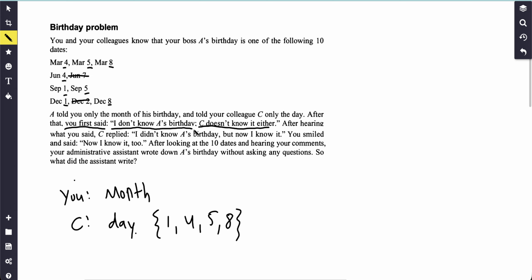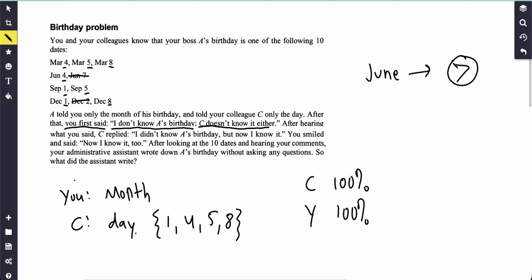Now, I don't know A's birthday. Well, how does that play in? Well, you were the one who said both phrases. So you are 100% certain that C doesn't know it and that you don't know it. So how does that play in? Well, if you knew the month, then let's say that the month was a month where C could have potentially known the solution. Then you could not have been 100% sure that C does not know it. So let's say you were told that the month was June. If you were told the month was June, then you cannot be 100% certain that C doesn't know the birthday, because there's a chance that C was told 7.